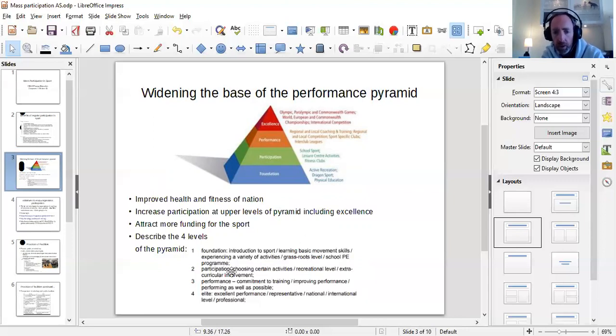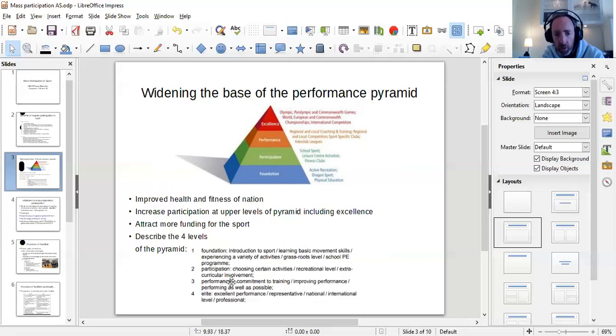When they move up to the participation level, they're starting to choose and participate more regularly. It's still recreational level, extracurricular involvement. It's saying, I enjoy this sport, I'm going to choose to do it in my own time now and carry it on. As you progress, you're possibly going to join a club, and this is where you move into the performance stage. You are attending training, working on improving your skills and striving to perform as well as possible. This is competition now as well.